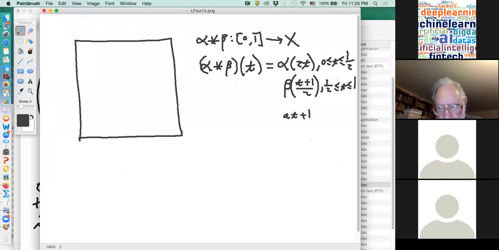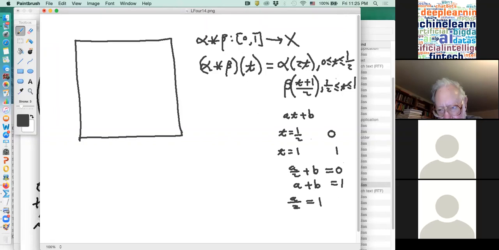We want a t plus b, so that when t is equal to 1/2, it should give us 0, and when t is equal to 1, it should give us 1. So a over 2 plus b is going to be equal to 0, and a plus b is going to be equal to 1, which says that a over 2 is equal to 1, which says that a is equal to 2. And then b is equal to 1.